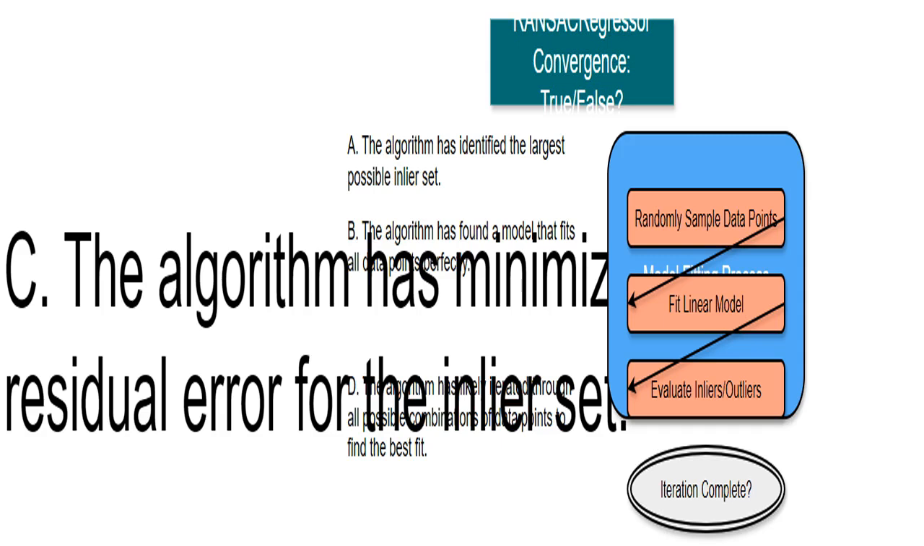This is correct. RANSAC's main goal is to find a line that minimizes the error for the points that actually fit the trend, the inliers. The errors are the distances between the points and the line. Minimizing these errors for the good points is the key objective. That's the essence of RANSAC.